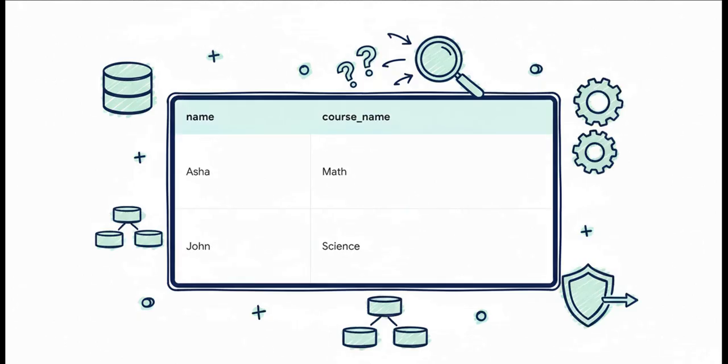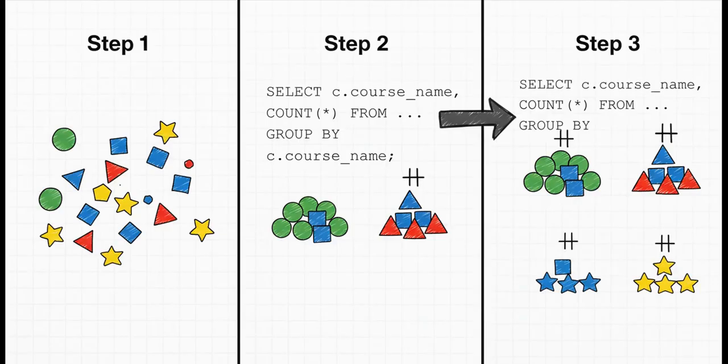So using a really cool command called a join, we can tell the database to look at both tables, match up those IDs, and give us this beautiful combined result. And there you have it. Now we have the complete picture. Asha is in math and John is in science. We've connected the dots. But why stop there? We can go even further.